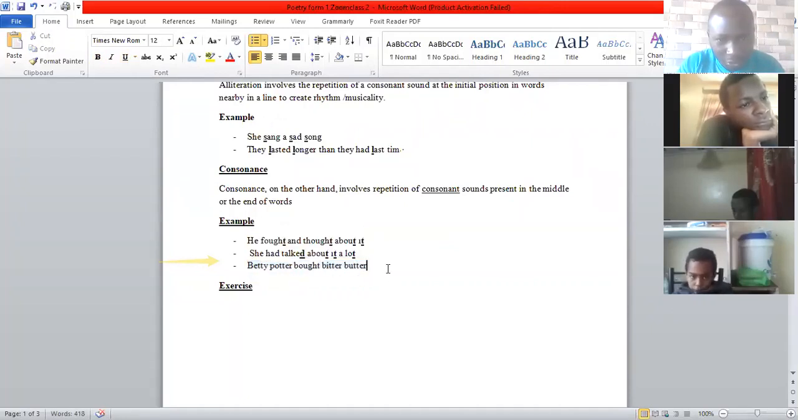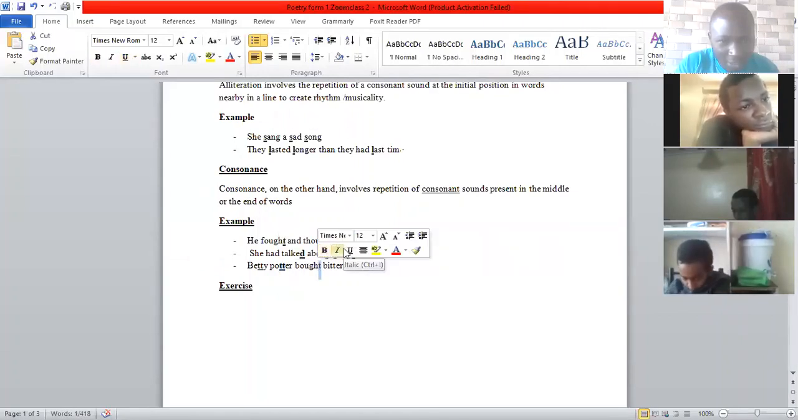I'm just trying to make our examples clear here. Now here we have double T, which of course only produces one sound, T. Same to Porter, which produces the sound T. We have T here. Now it's at the end of the word, but it still produces the sound T.